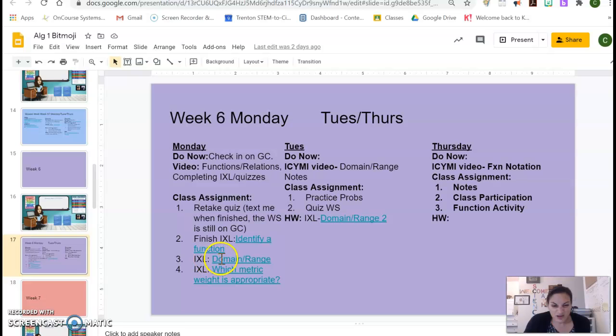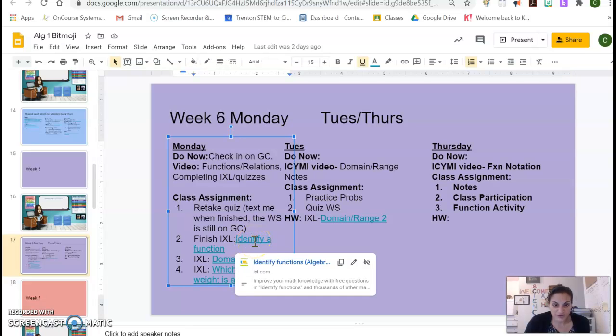Number 2, you started this IXL, and if you haven't, definitely start now. It says finish, meaning like up to a 72 and 80%. It says identify a function. I'm going to go ahead and click into it now so that you see what it looks like.